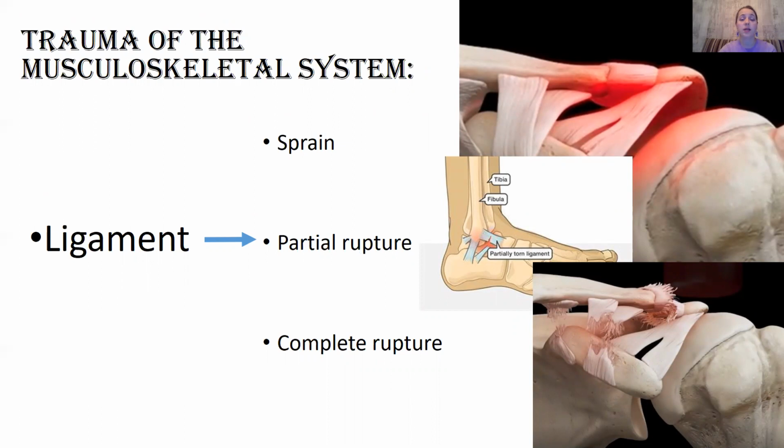If we speak about the injury of ligaments, you can see 3 degrees of damage. Sprain, when some fibers are torn but the joint remains stable. Partial rupture, when some portion of the ligament is ruptured, but the ligament is still stable. And of course, complete rupture, when the joint becomes unstable because the ligament is completely ruptured.